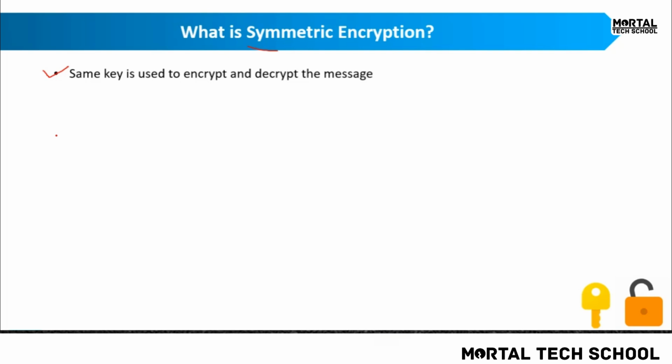So the key which you use to generate the ciphertext from plain text, the same key you use to generate the plain text from ciphertext. So first, you generate ciphertext from plain text, and while decrypting, you generate the plain text from ciphertext.